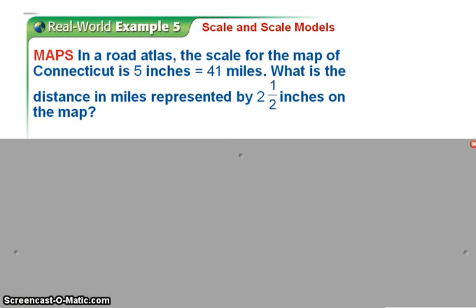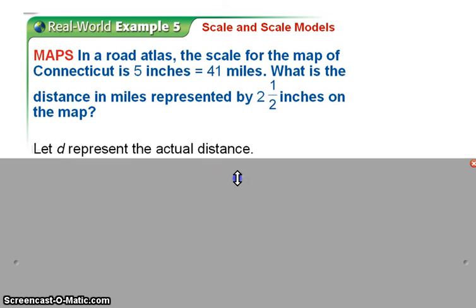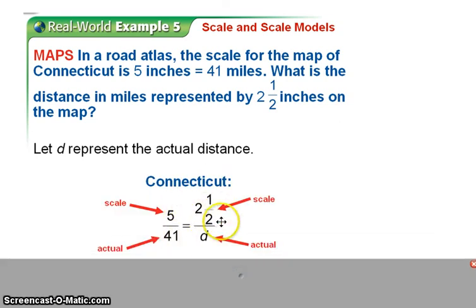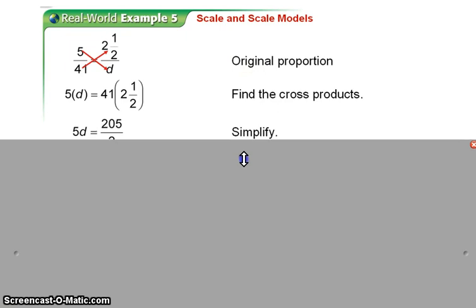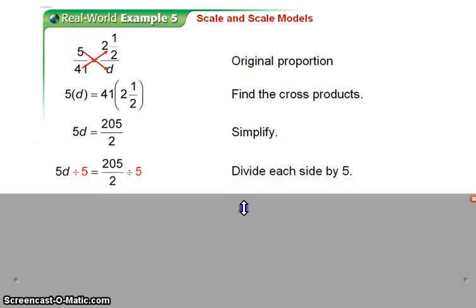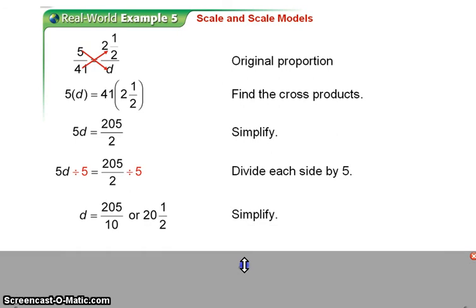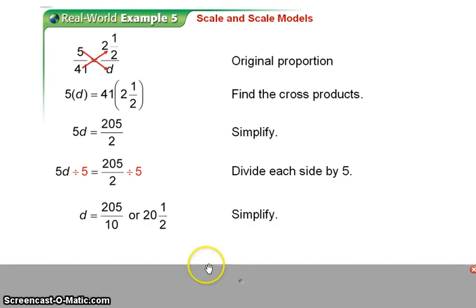Let's look at another example here. This is your scale and scale models. In a road atlas, the scale for the map of Connecticut is 5 inches equals 41 miles. What is the distance in miles represented by 2.5 inches on the map? Now, we've all done this before. Okay? So we're going to set up a proportion, scale to actual. You could actually have it the other way too. It doesn't matter as long as they're the same across. So we do our cross products, simplify, divide both sides by 5, and we end up with about 20.5.